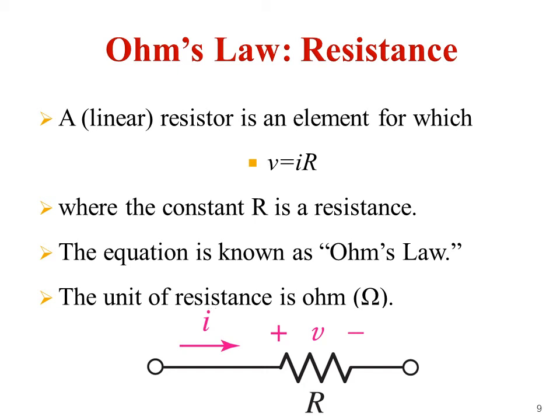The unit of resistance is ohms. If you observe, this is the diagram, and this is the symbol of resistor R. The voltage across that resistor is V, and I is the current flowing through that resistor. From Ohm's law, V is equal to I into R, so R is equal to V by I. This is how we can calculate the resistance.